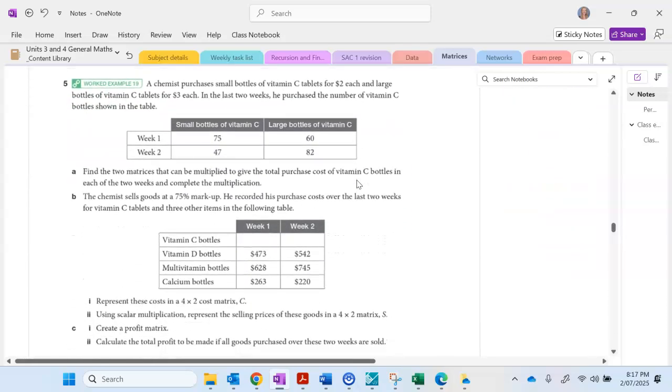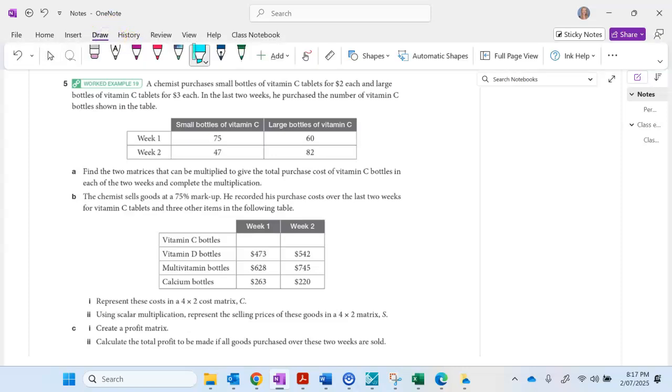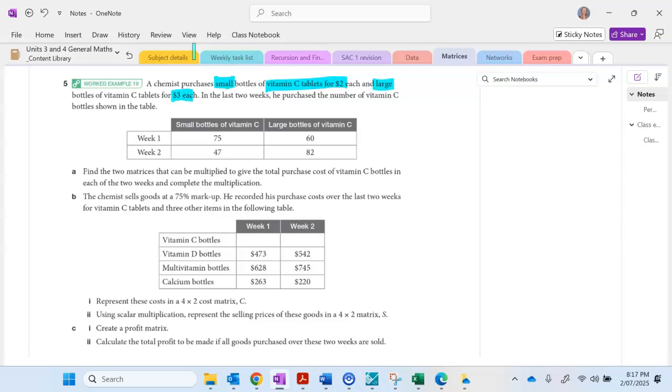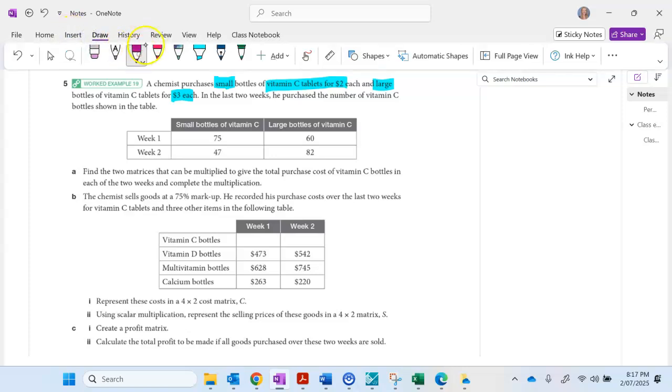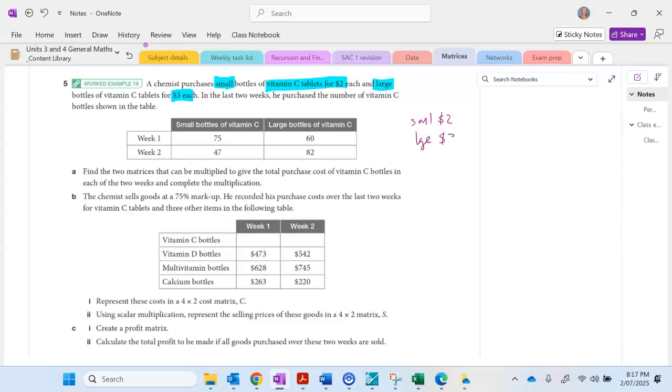All right, question 5. A chemist purchases small bottles of vitamin C tablets for $2 each and large bottles of vitamin C tablets for $3 each. In the last 2 weeks, he purchased the number of vitamin C bottles shown in the table below. So let's just highlight these things. So vitamin C tablets, $2, oh, small, and large is 3. All right, so small is $2 and large is $3.